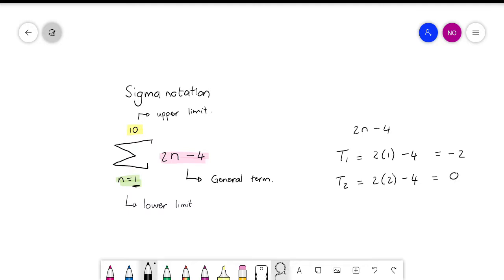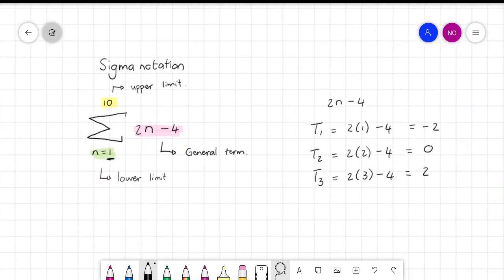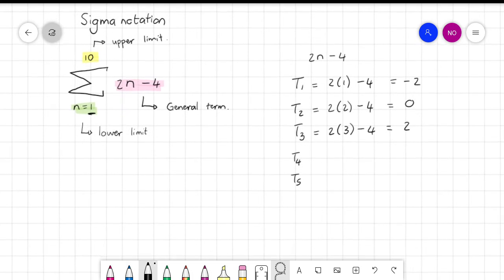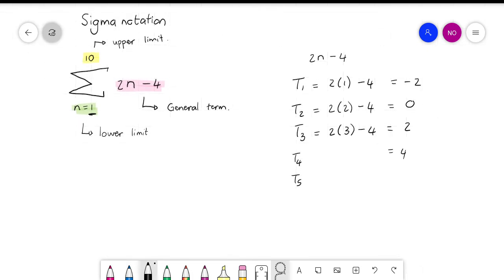So I'm going to do 1, 2, 3, 4, all the way to 10. Okay, and you guys can see how this can be quite tedious, né?